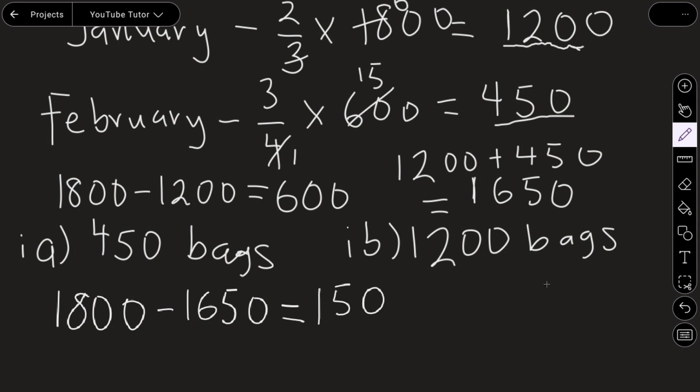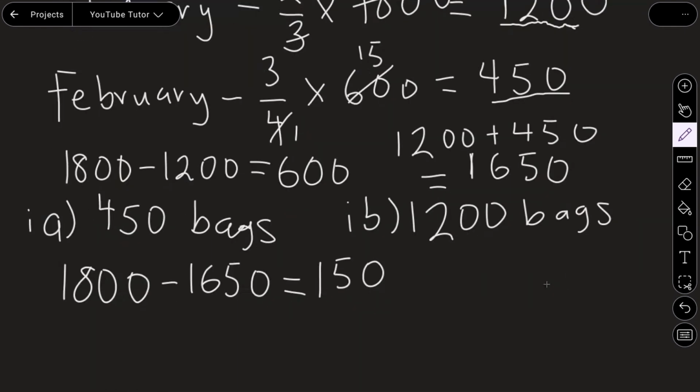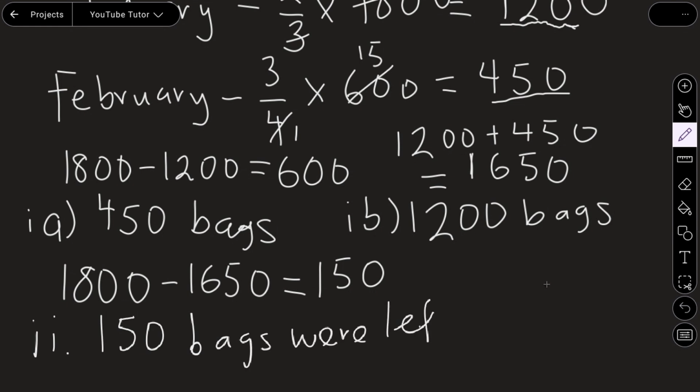And from the 150, we can clearly tell that it answers how many bags of rice were left unsold by the end of February. So by the end of February, we can clearly state that 150 bags were left unsold.